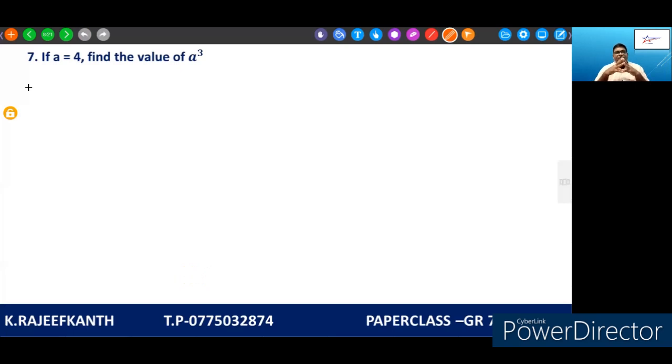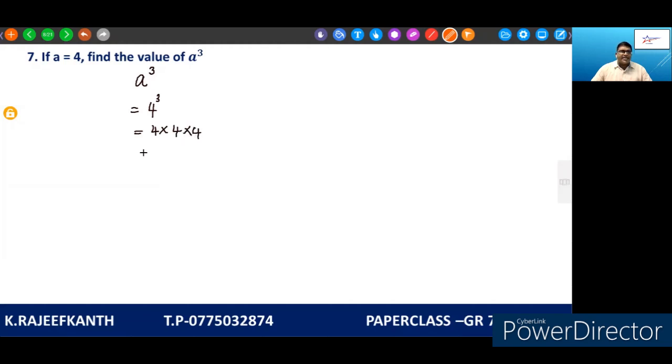If a equals 4, find the value of a to the power 3. Here we have to find the value of a to the power 3 when a is equal to 4. So you have to substitute a equals 4. Then the expression is a to the power 3, right? Now we substitute a equals 4, then 4 to the power 3. Now we can expand that as 4 into 4 into 4.